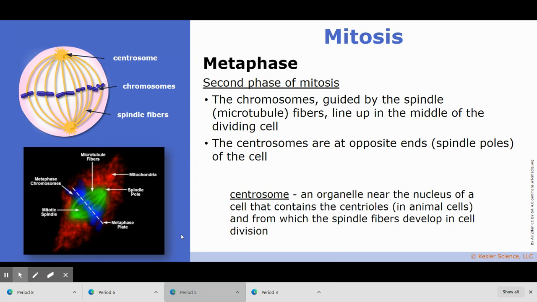Okay, metaphase is the next phase of mitosis. The chromosomes are guided by the spindle fibers, so those little fishing lines are moving the chromosomes to the middle of the cell. And I remember metaphase because metaphase and middle both begin with M. So that helps me remember where the chromosomes are during metaphase. And then the centrioles at this point are at the opposite ends of the cell. They're calling it a centrosome. That's an organelle near the nucleus of a cell that contains the centrioles and where the spindle fibers are coming out. So it's the same thing as where the centrioles are.